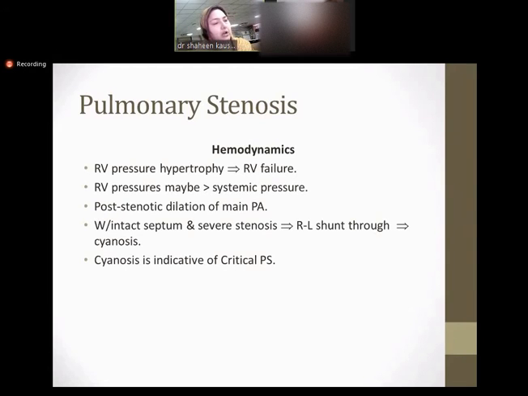Right ventricular pressure hypertrophy, right ventricular failure, right ventricular pressure may be more than systemic pressure, post stenotic dilatation of the pulmonary artery. Then if there is a severe stenosis, then there is a right to left shunt. In the end stage, it may end up as cyanosis. Cyanosis is indicative of critical pulmonary stenosis.